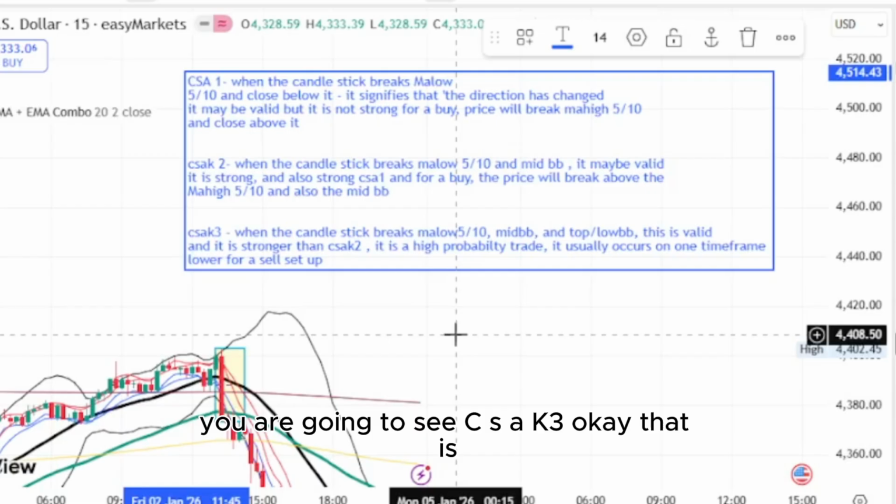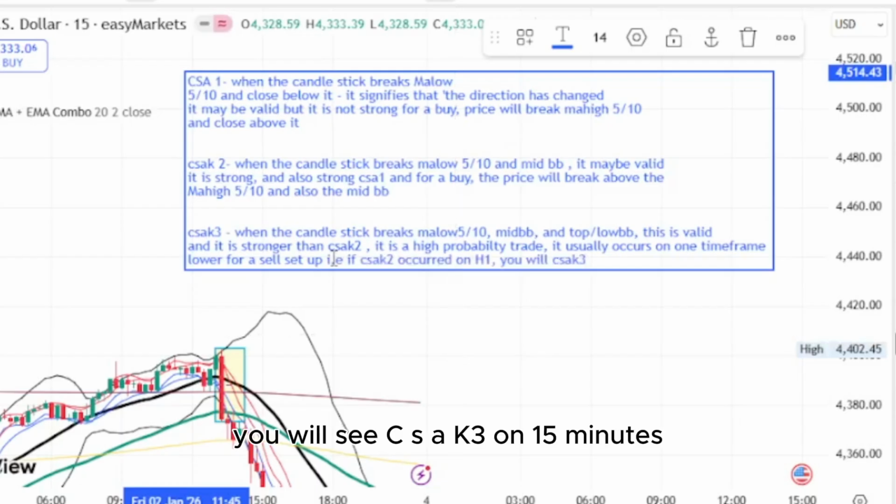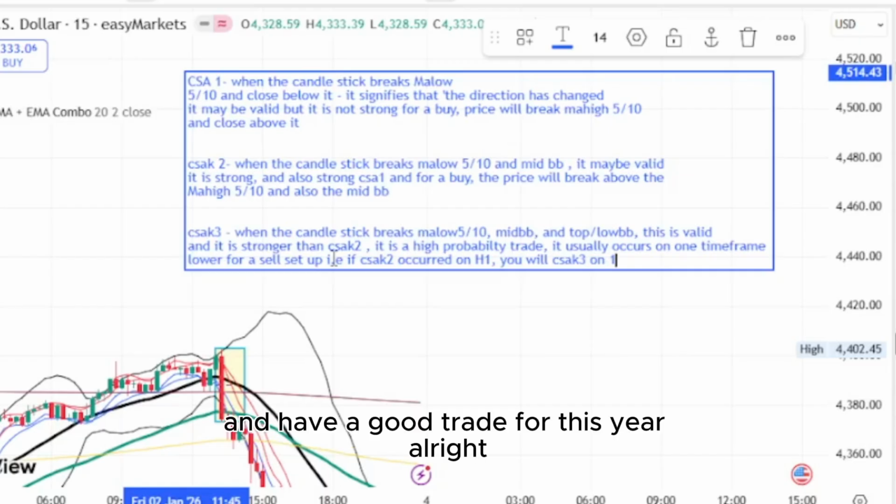That is, if CSAK2 occurred on H1, you will see CSAK3 on 15 minutes. Nobody has taught you this. I'm just exposing this for the first time, so that you can learn and have a good trade for this year. All right, let's dive in and let me show you on the chart.